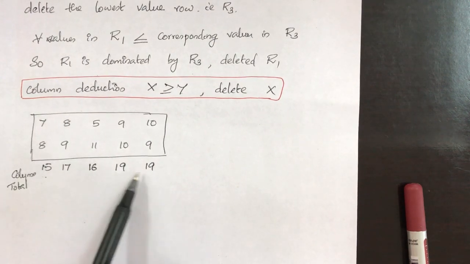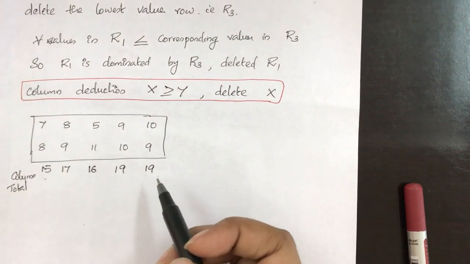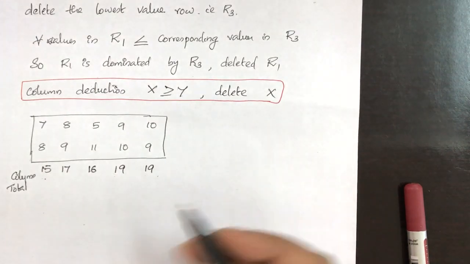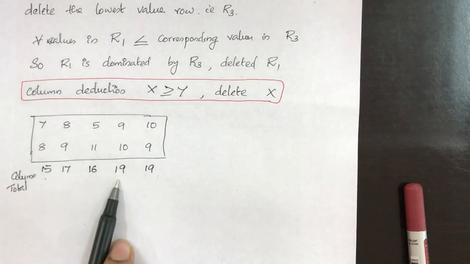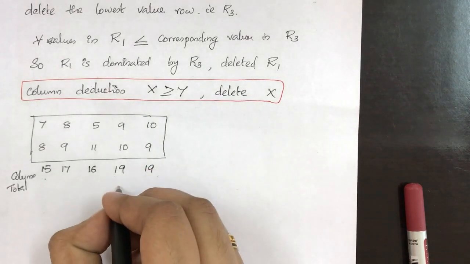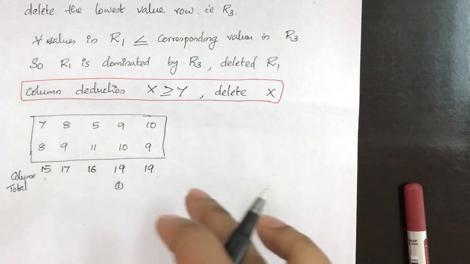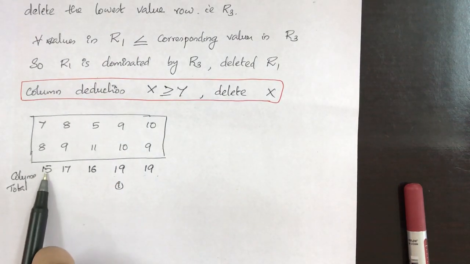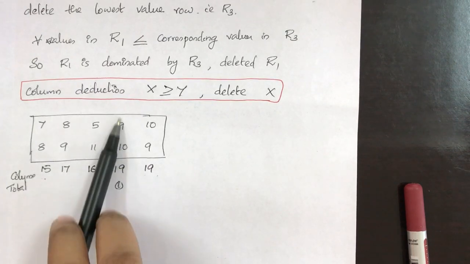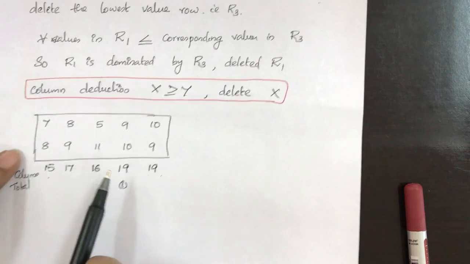So there is a tie. First I am taking the first one. Arbitrarily, or we can take them in order. Which 19 comes first? This 19. So I am going to take this one first. Okay, so column 1 is compared with column 4.